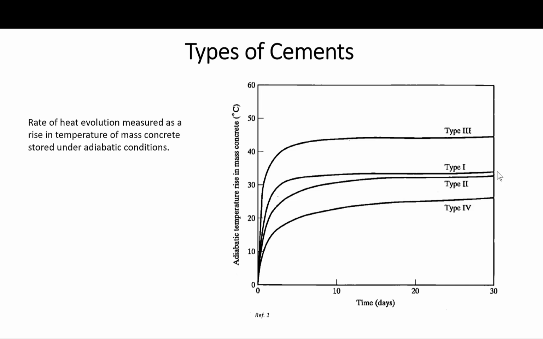Types 2 and 4 vary in their composition as compared to type 1. Typically less C3S and/or C3A contents. That's why the adiabatic temperature rise in a mass concrete section with these cements will be less than type 1.